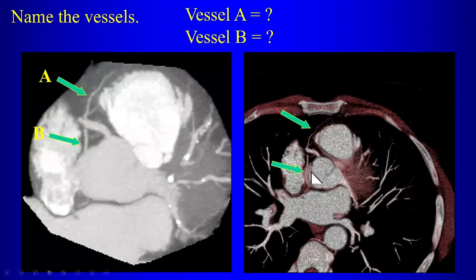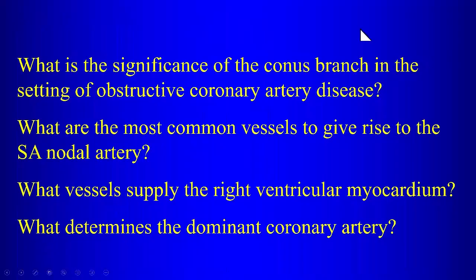And then vessel B is what? SA nodal. That's the SA nodal branch. Now how do you recognize that as the SA nodal branch? It's going posterior, to what structure? The key is it goes into the interatrial septum, and that's where the SA node lives. So the vessel that goes posteriorly towards the interatrial septum and into the septum, that's going to be the SA nodal branch.